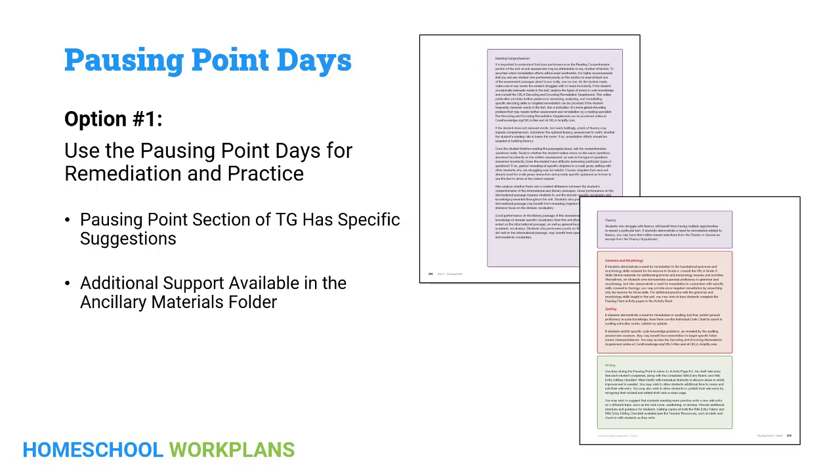And these color-coded pages in the pausing point section of the teacher's guide give you suggestions for how to tackle different types of weak areas, such as reading, including fluency practice, grammar and morphology, spelling and writing. And there's also always support materials in those ancillary materials folder you downloaded from the Core Knowledge website. You probably won't need those for the most part, but they're there as well.